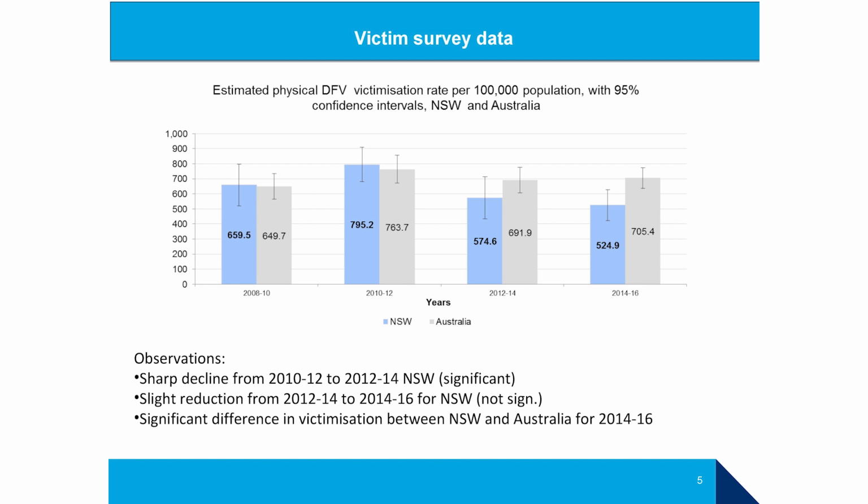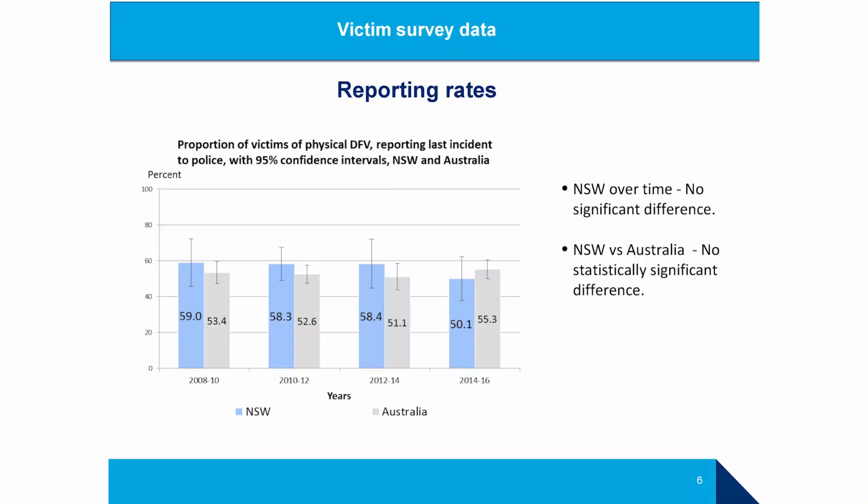And when we look at each time period to look at how New South Wales compared to Australia overall at each point in time, we can see at the beginning of the survey period of 2008-2010, there were very similar estimates, and that gap widened over time. So by the time we get to 2014-16, the gap between New South Wales and Australia overall was actually significant. So New South Wales had a significantly lower victimisation rate than Australia overall. So that is encouraging.